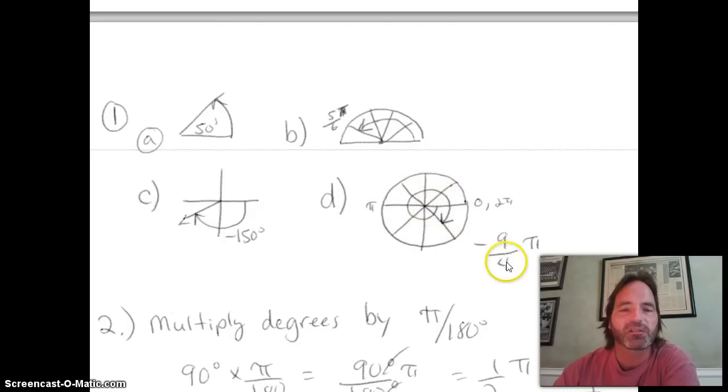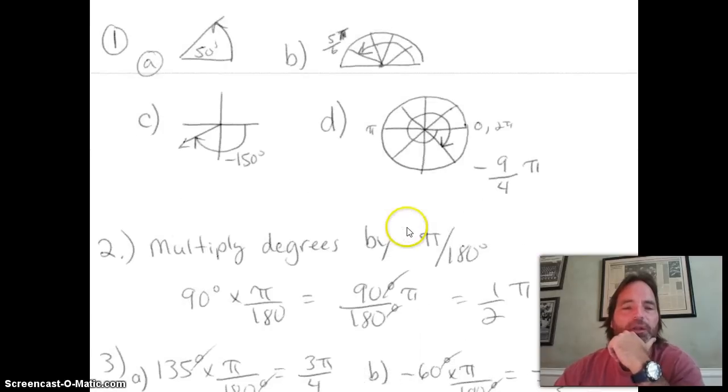Notice 4 goes into 9 twice with a fourth left over. So it's a negative 2 1/4. So notice here's a pi, here's another pi, and I've got that extra fourth, and we went in the negative, clockwise direction. Okay, this is done properly. Like I said, I divided each pi into fourths.